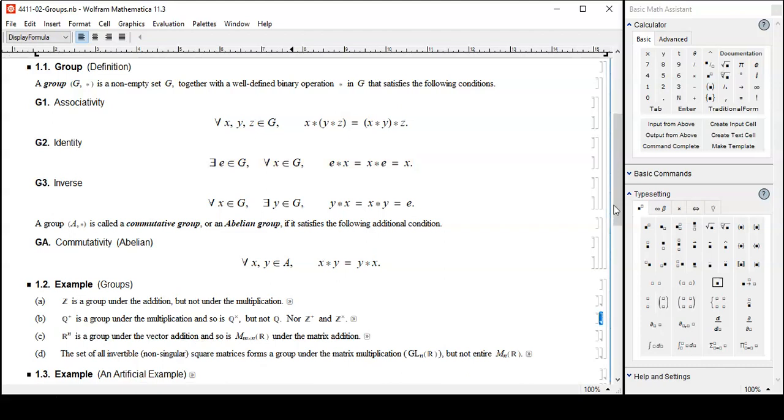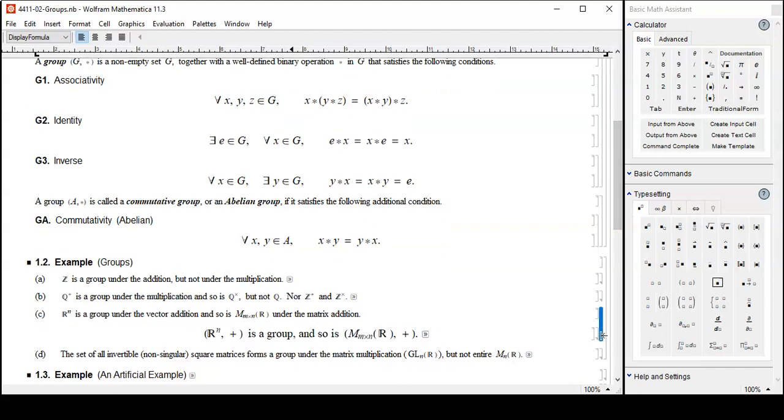Okay, we went through some discrete and then one-dimensional example. How about some multi-dimensional example? Rn is a group under the vector addition, and the set of all m by n real matrices forms a group too under the matrix addition.